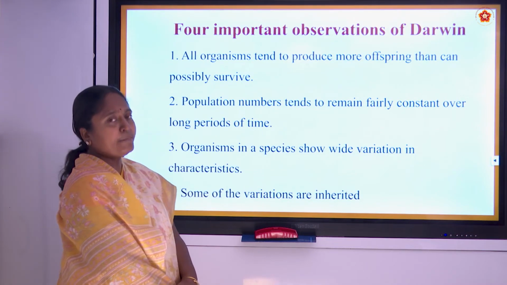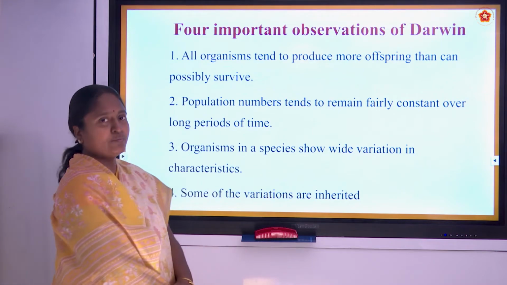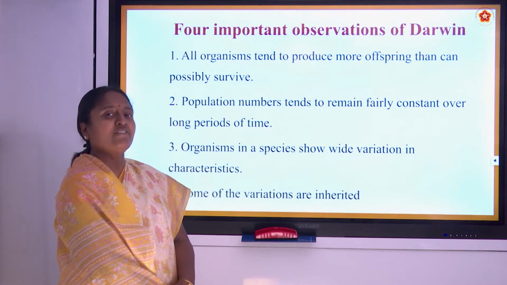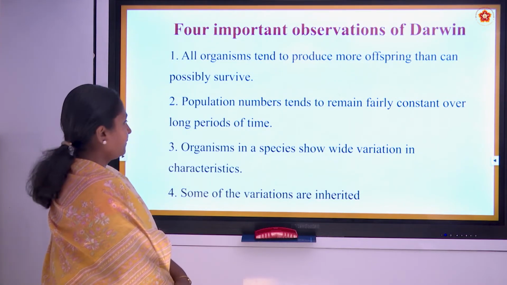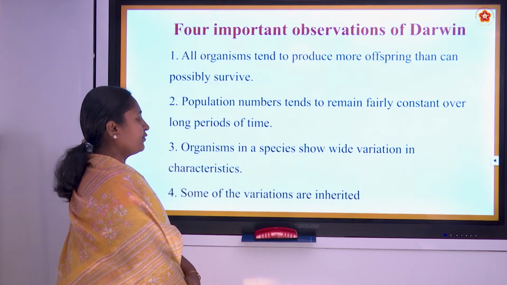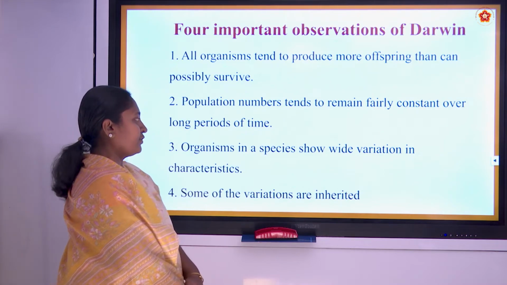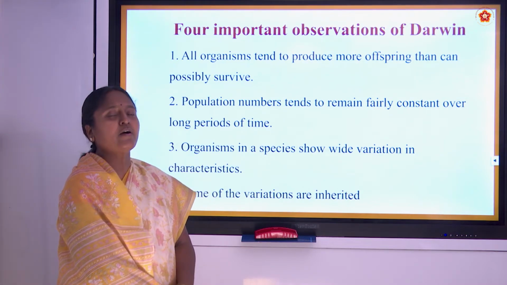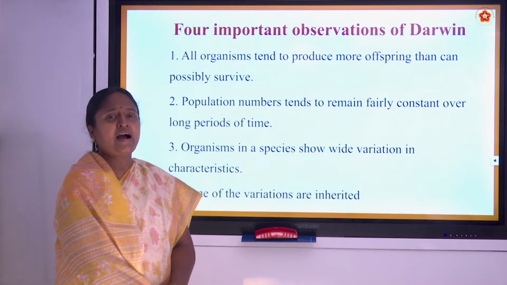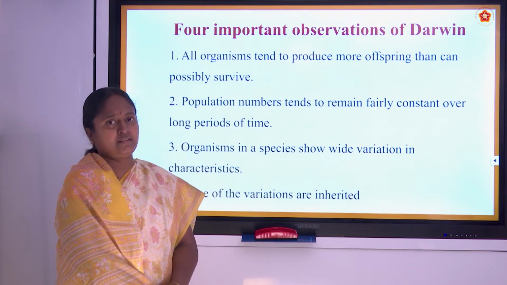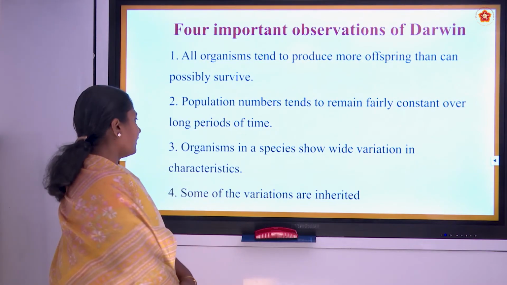Over a long period of time too, the population number will tend to remain the same, but humans are the exception, where the human population is higher than any other, right? Now, organisms in a species show wide variation, which is a characteristic feature of organisms. In dogs also, the fur color is different, the way the dog behaves, all those things are different, right? So we can see subtle differences present in the organisms.